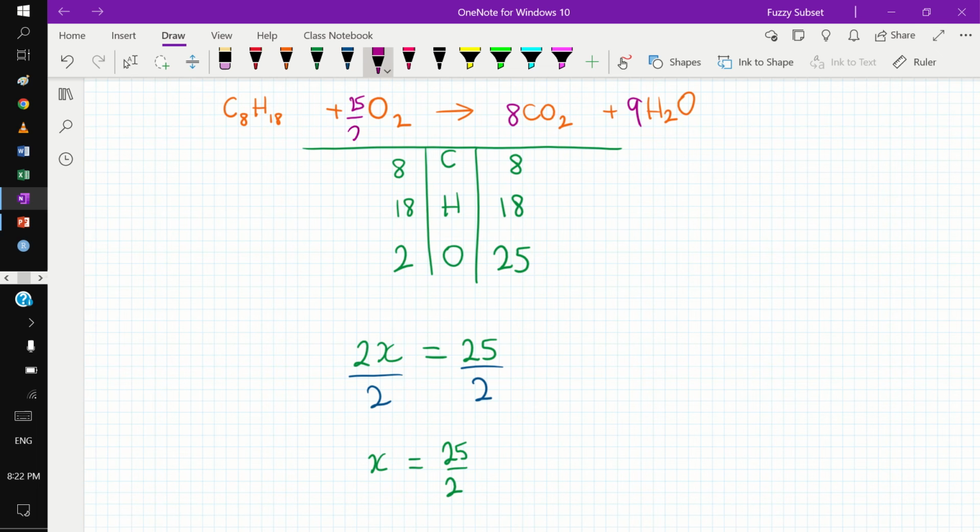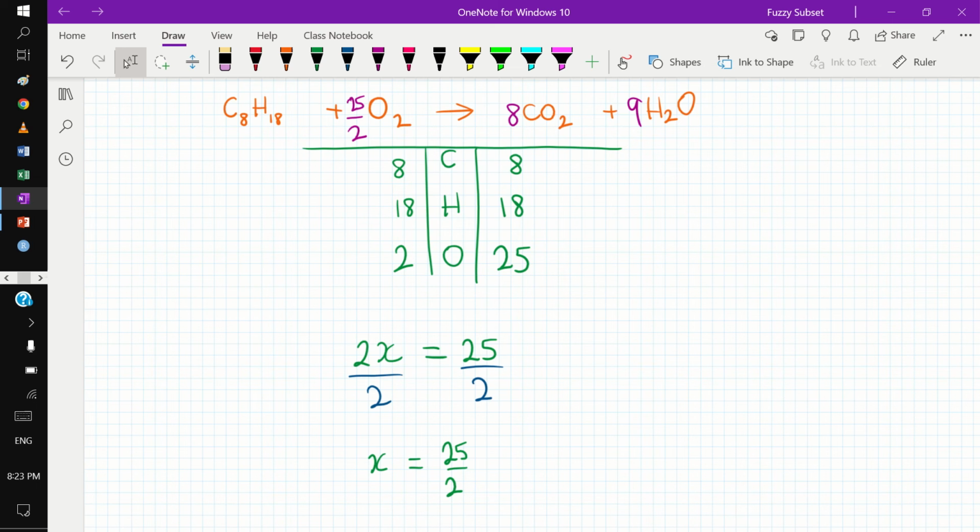Alright, and that's okay. Some people get a little bit put off when you see a fraction, but it's alright because fractions are still numbers, and when you get to stoichiometry, you'll learn that we're not talking in terms of entire molecules, we're talking in terms of ratios. These coefficients actually represent ratios of these molecules.